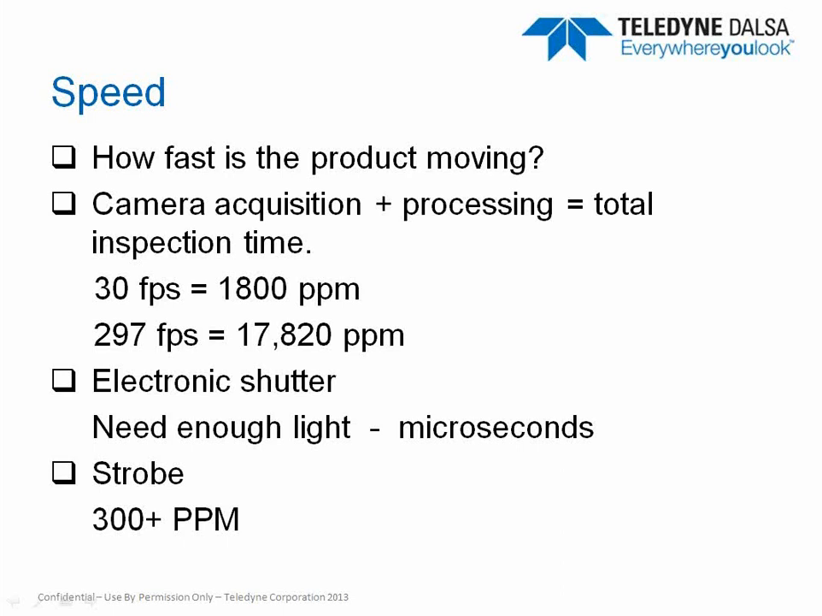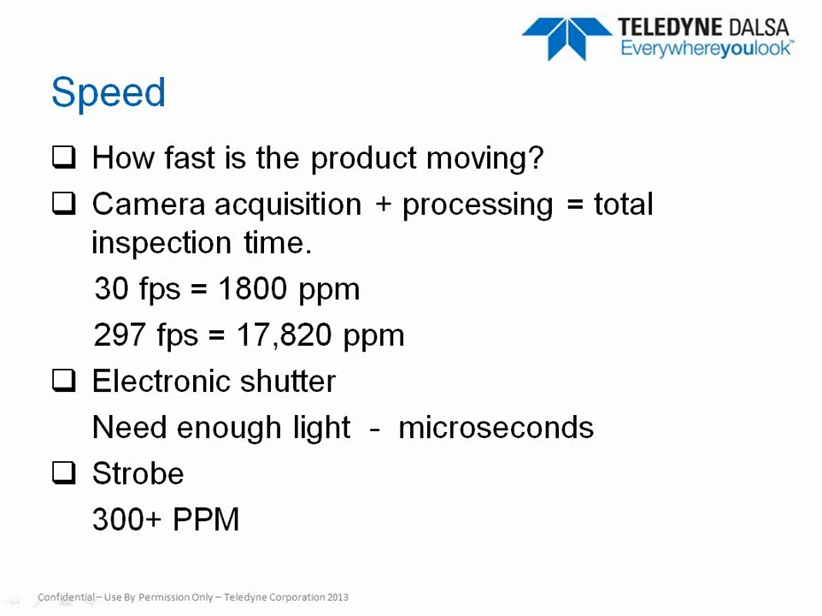Then what kind of processing are you doing behind that? Is the vision system powerful enough to be able to keep up with this? I'm not sure I've seen anybody processing 17,000 parts per minute, but we're getting there. Electronic shutter. Cameras have electronic shutters now that allow them to freeze motion. So you don't have blur when you have parts that are moving quite a bit, at quite a speed. But you need enough light to be able to bring the shutter down.